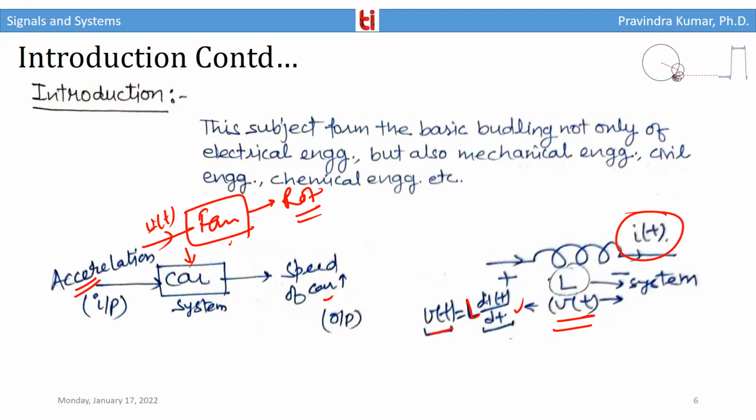So here, whether this is a mechanical system or an electrical system. In one sentence, what we are going to do here in signals and systems is move from a specific concrete situation to an abstraction.